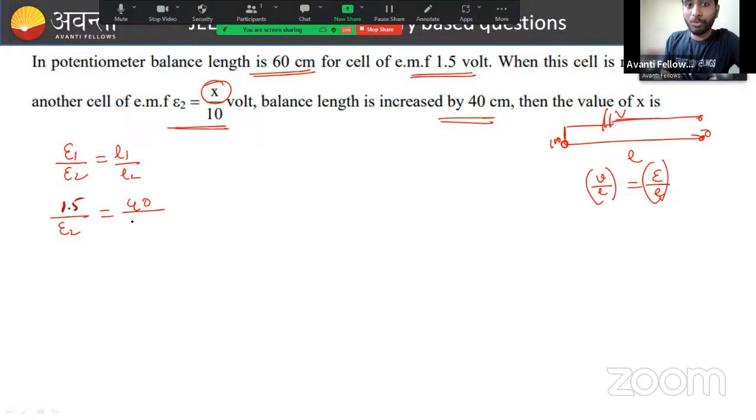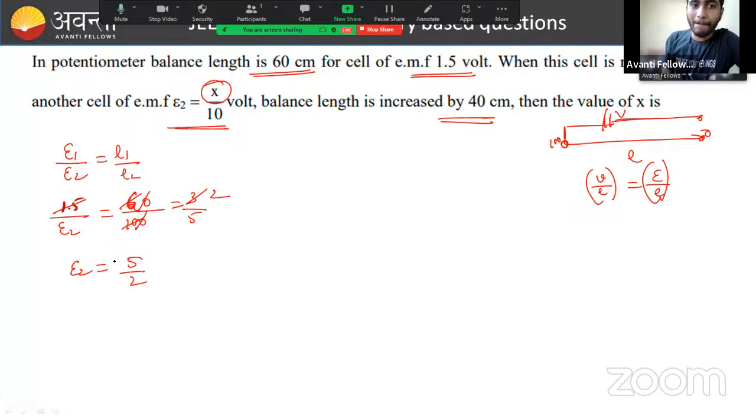E2, I will tell you the value of E2. The balancing length will be increased by 60 centimeter. So 60, when E2 is connected, replace it. At that time we will get 60 plus 40, it will become 100. So 1.5 ones are 1.5, 2s are 5 by 2, then the E2 value will be obtained as 5 by 2.